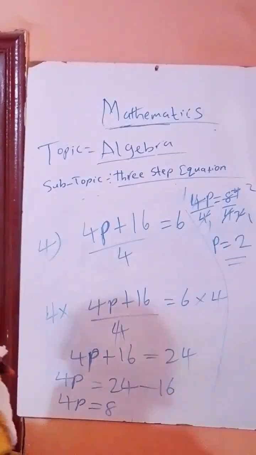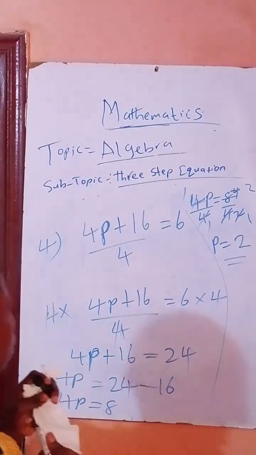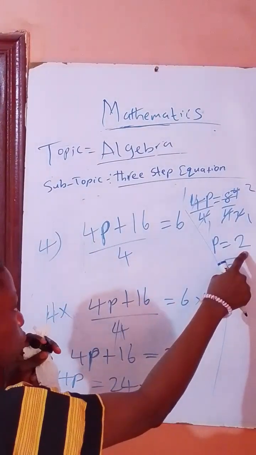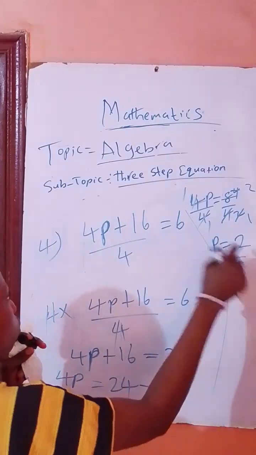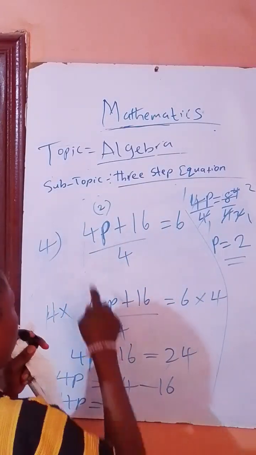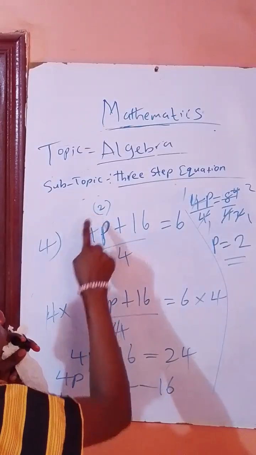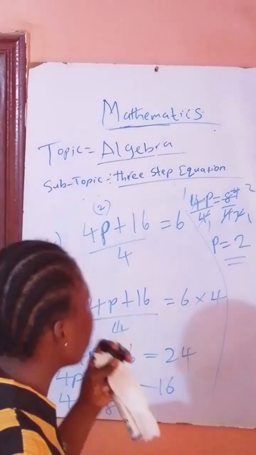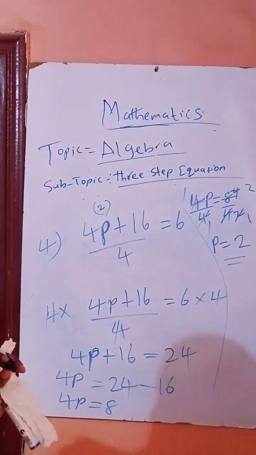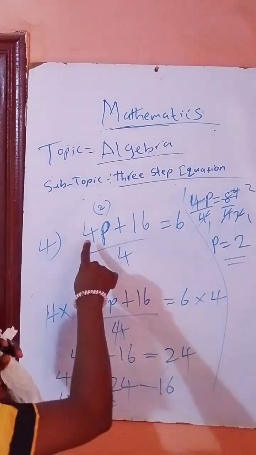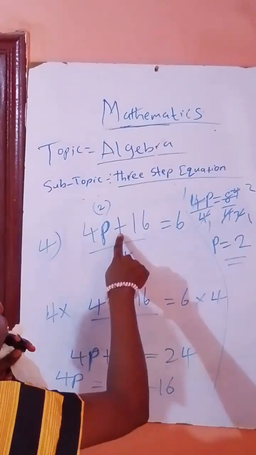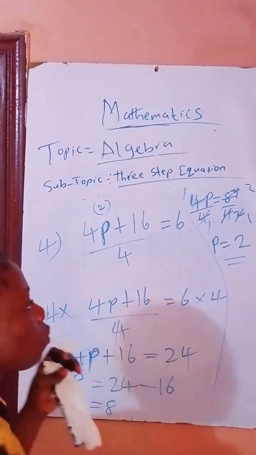Then let's check. Before, we did not know our p. Now our p is 2. Replace this p with this 2. 4 times 2 is going to give us 8. 8 plus 16 will give us 24. 24 divided by this 4 will give us 6.